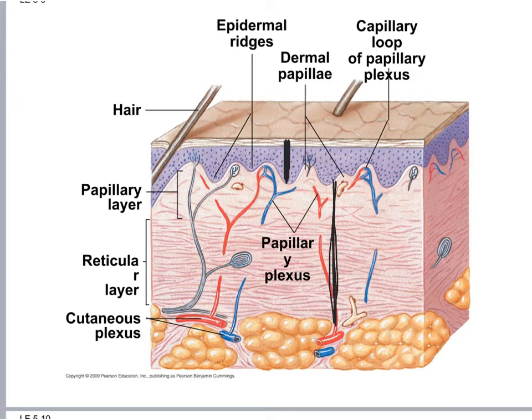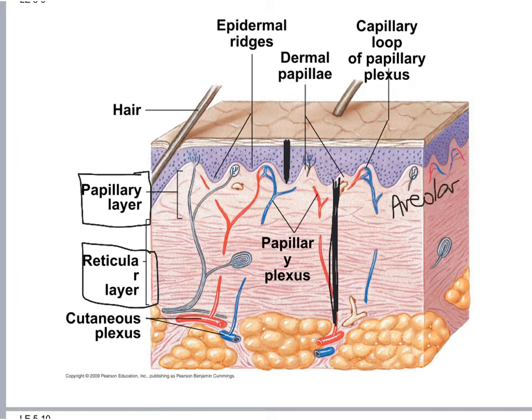Okay, so in the dermis, right below it, there's two different layers. There's a top papillary layer, and there's a bottom reticular layer. Okay, there's a papillary and a reticular layer. So the top layer is made out of areolar tissue, and the bottom layer we have dense, irregular connective tissue.